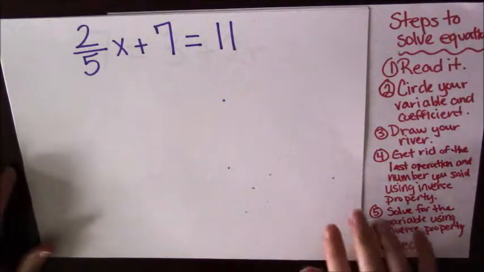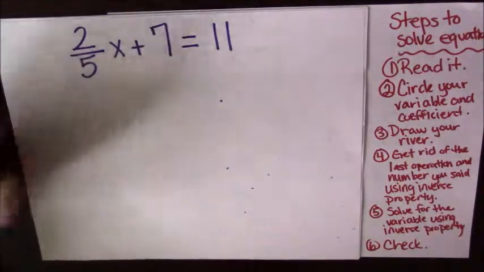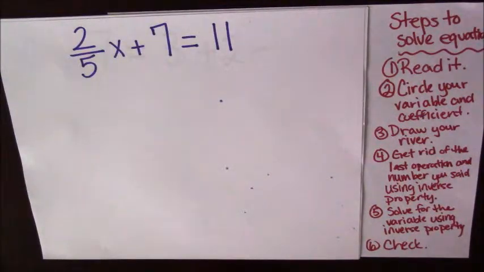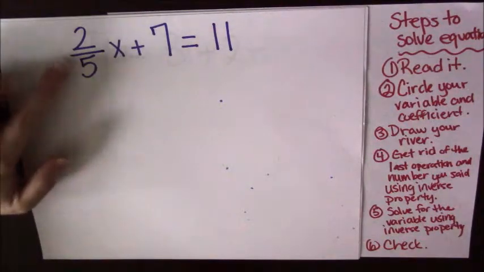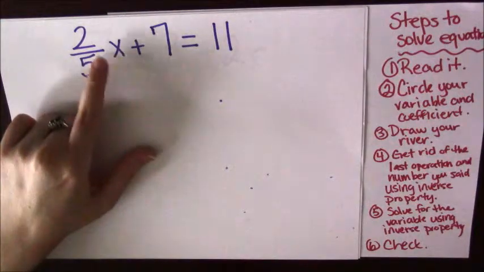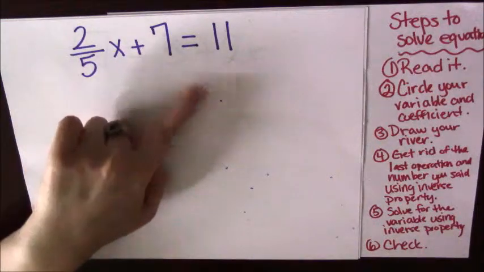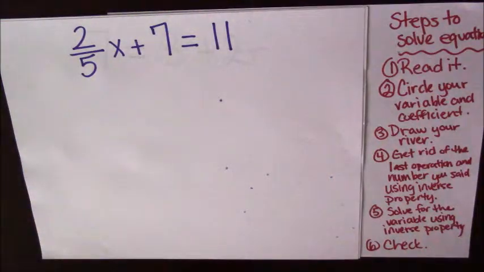Uh-oh, it has a fraction. I know a lot of you are afraid of fractions, but let's go through this and make sure that your fractions are good to go. So here it says 2 divided by 5 times, remember when there's no sign there, it means multiplication, times x plus 7 equals 11. So now I need to do my second step, which is circle my variable and coefficient.